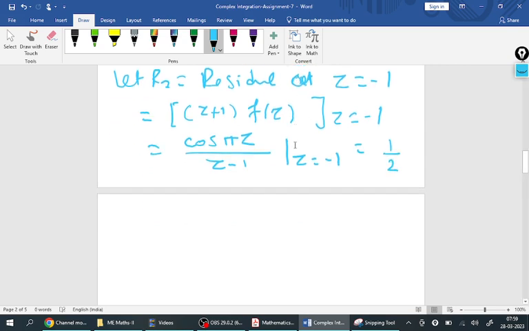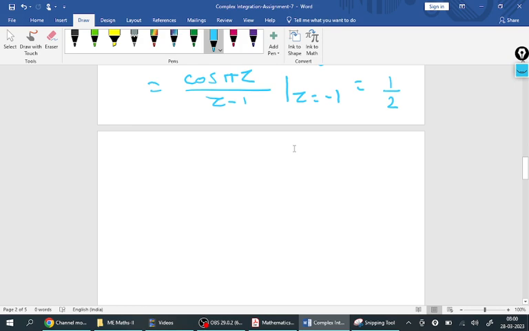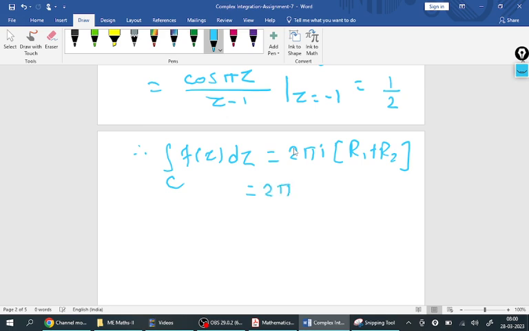Hence, the final answer by the Cauchy residue theorem. Therefore, by the Cauchy residue theorem, the integral of f(z) dz over the curve C is 2 pi i times R1 plus R2. In this case, only two residues are there. So 2 pi i, where R1 is minus half and R2 is plus half. Hence, they cancel and we get the integral of f(z) dz equal to 0 by the Cauchy residue theorem.